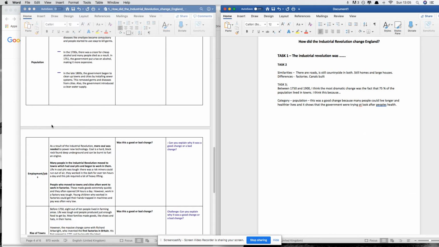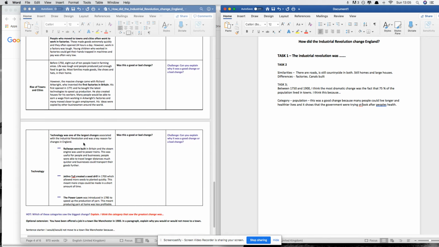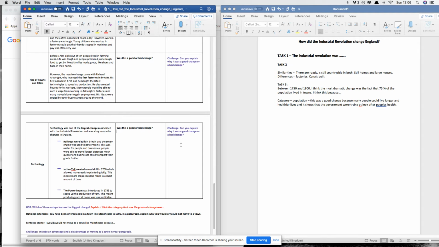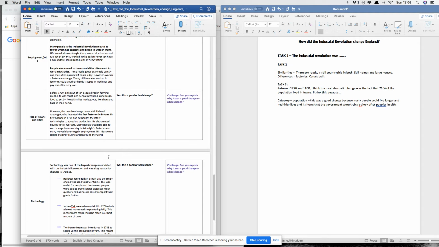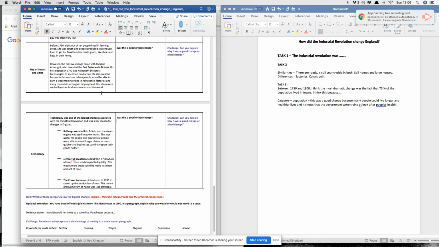Right, so you can do that for each one of those. You've got population, employment, rise of towns and cities, and technology. So again, just read these boxes about the change. Tell me whether you think it was a good or bad change, and then explain why you think it was a good or bad change. Some might be positive and negative. So for example, employment and jobs, there's some good things there and there's also some bad things, but I'd like you to make your own opinion.